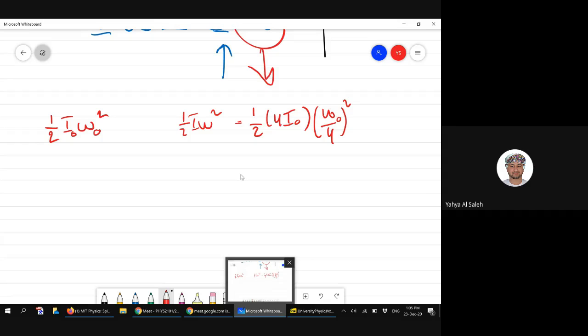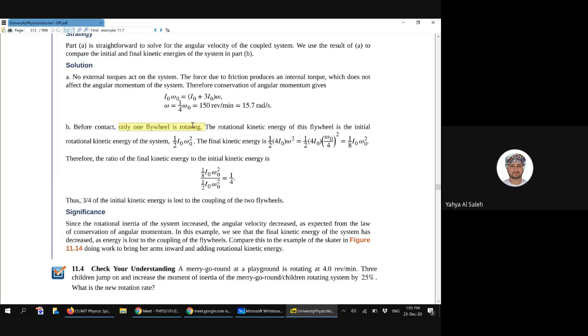Right? Now these two are not equal. If I put in the numbers for this and I put in the numbers of this, I will not get the same numbers. So my energy is not conserved. And if I actually do it, I will find that my final kinetic energy is a quarter of my initial kinetic energy, which means I lost 75% of my energy during the coupling.